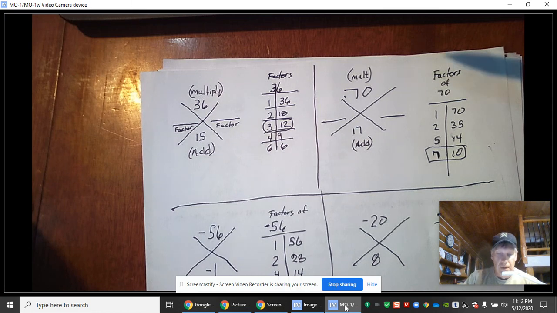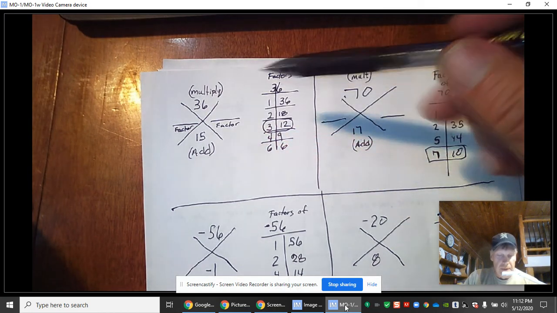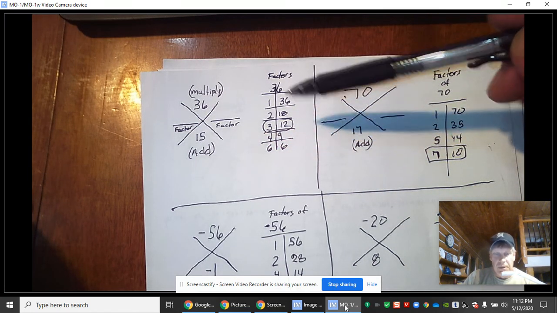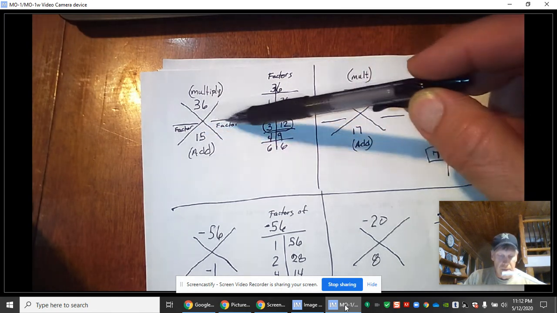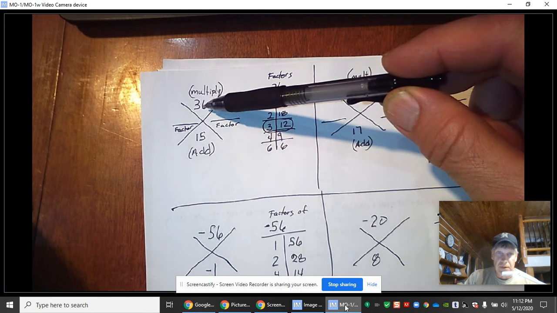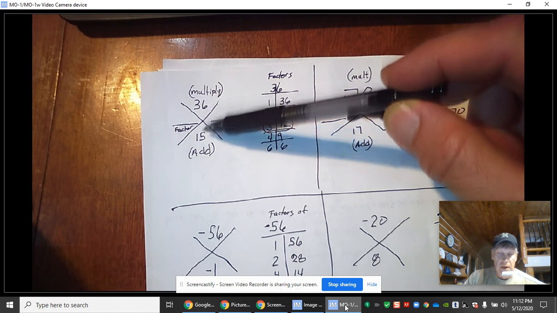Hey, you guys. All right, you're going to get these little diamonds here on today's worksheet. Basically, what you want to do is find what factors multiply to 36 and add to 15.